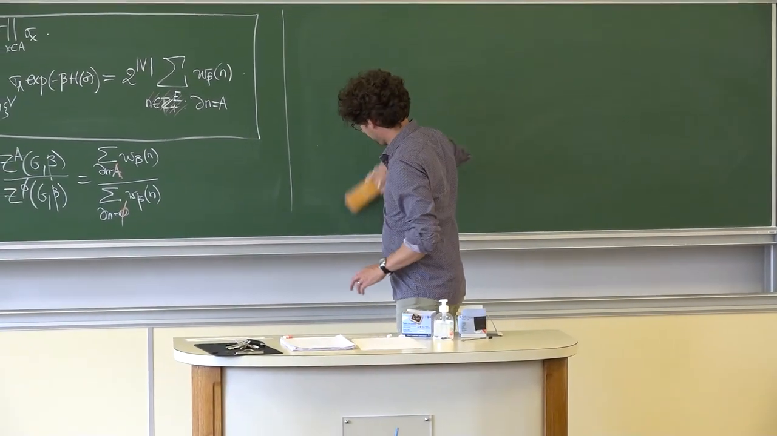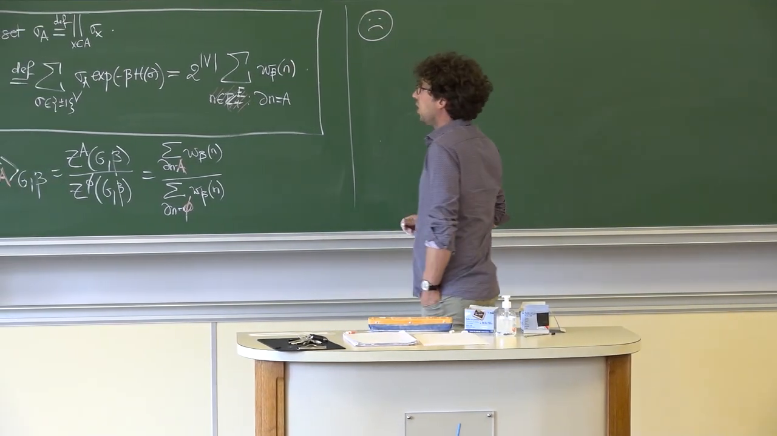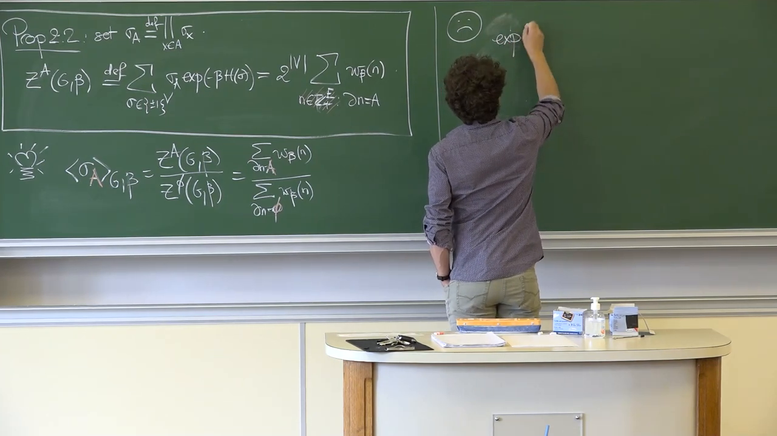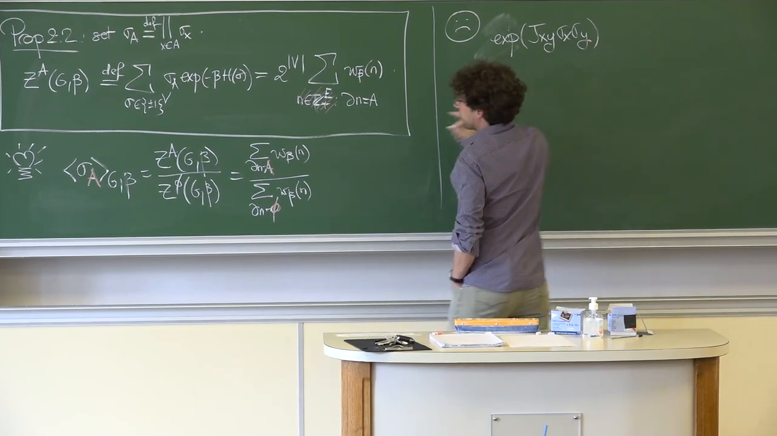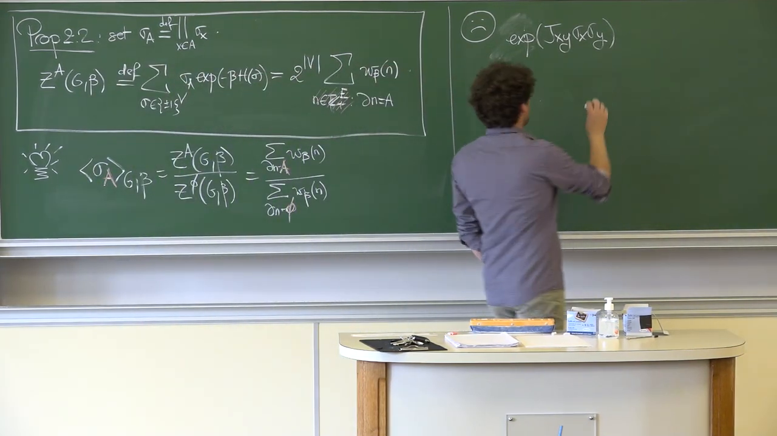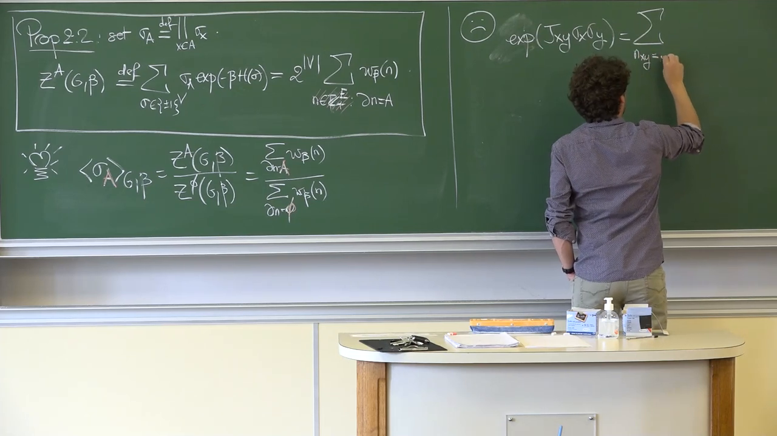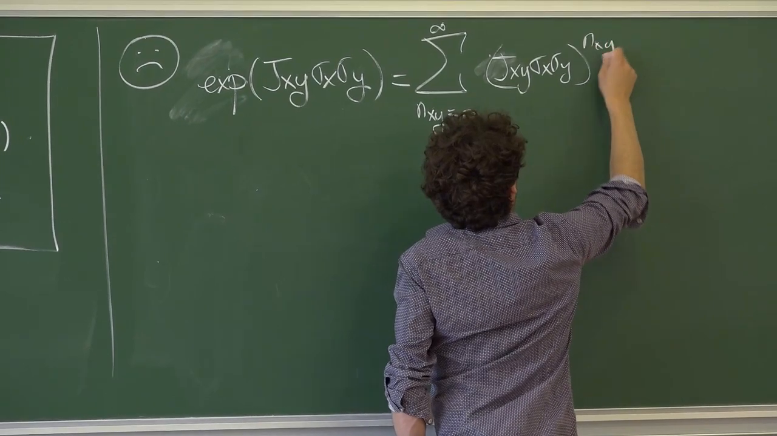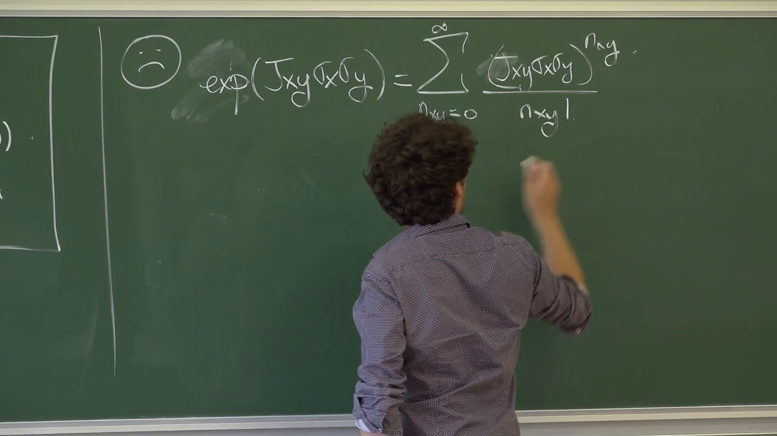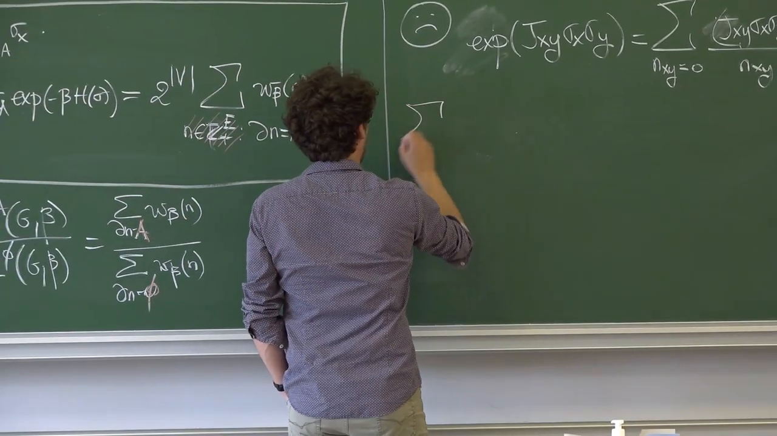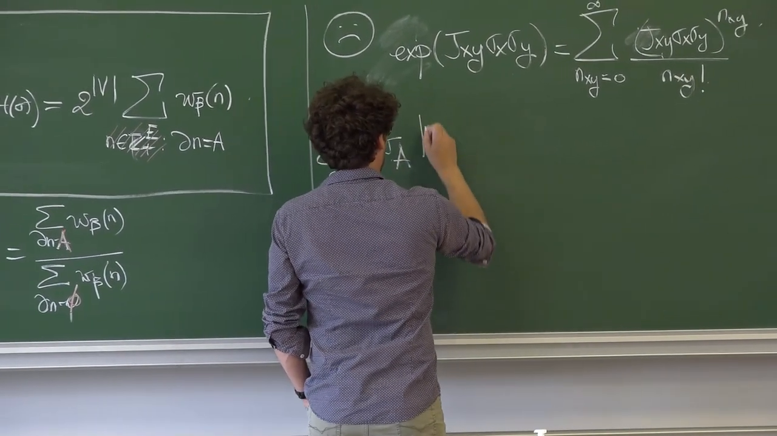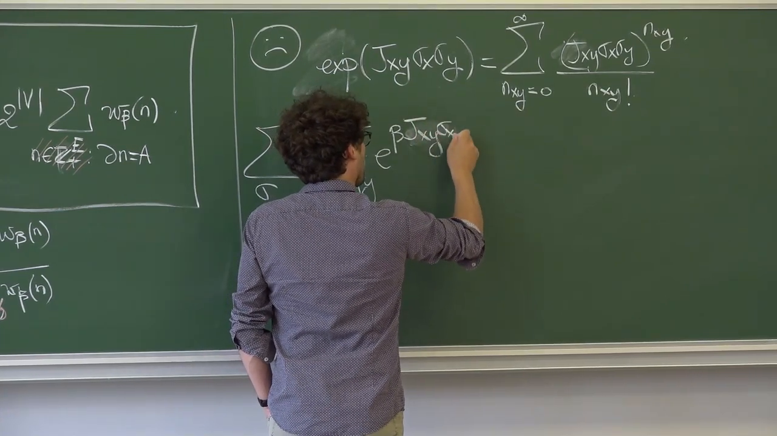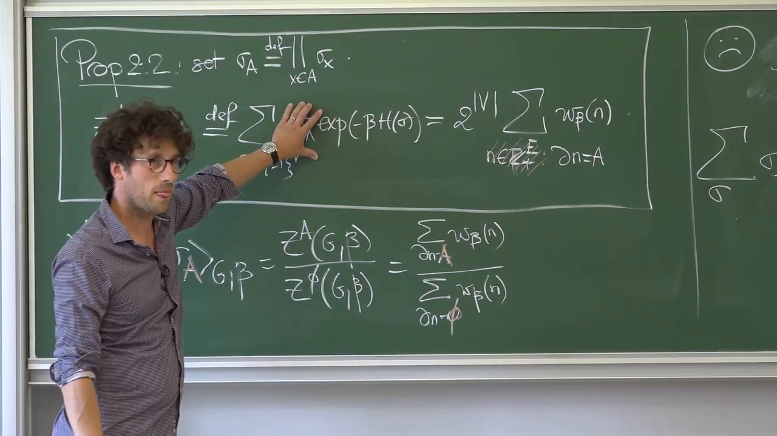Proof of this. What you do is very simple. You are going to use that the exponential of jxy sigma x sigma y, which appears in this expression, I'm just going to expand it: it is a sum from nxy equals 0 to infinity of jxy sigma x sigma y to the nxy divided by nxy factorial. I just Taylor expand like that. So if I start from this, I can write it as e to the beta jxy sigma x sigma y. This is exactly this thing, and I expand.